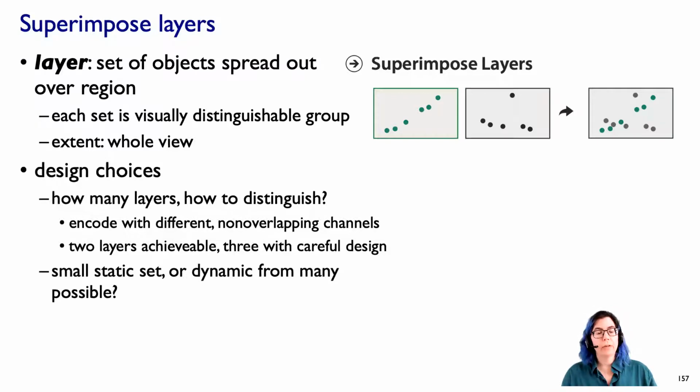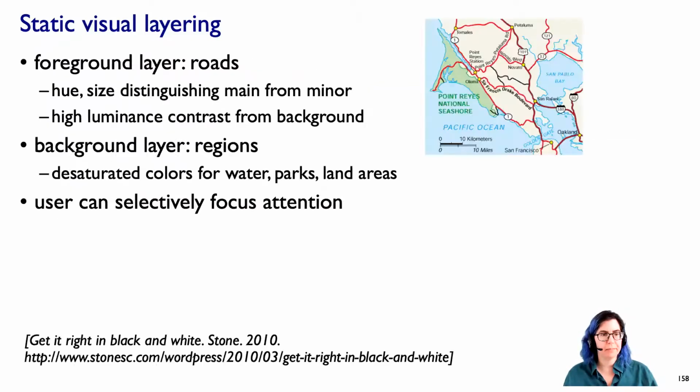Certainly one way to do it, if we have a small static set of layers, it's straightforward to make a foreground and a background layer. One thing we can do is try to make sure that we have non-overlapping either regions of visual channels. Notice how in this diagram here we have green things versus black things, and we can actually distinguish when we superimpose them. World is very different for static things and for dynamic things. So we'll look at examples of each one.